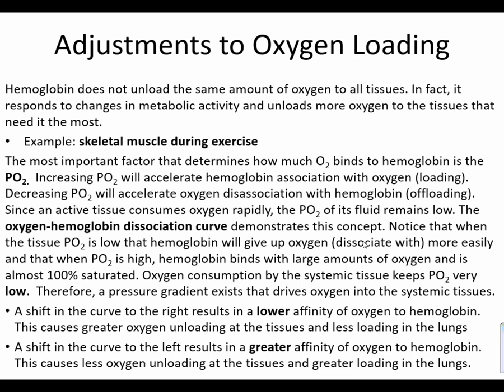Okay. This graph on the next page will demonstrate this concept, what we call the oxygen-hemoglobin dissociation curve. Notice that when tissue PO2 is low, hemoglobin will give up oxygen, or dissociate from it, more easily than when PO2 is high. Because when PO2 is high, hemoglobin binds relatively large amounts of oxygen and is almost 100% saturated. Oxygen consumption by our systemic tissues keeps PO2 very low. Therefore, a pressure gradient will exist to drive oxygen into our systemic tissues.